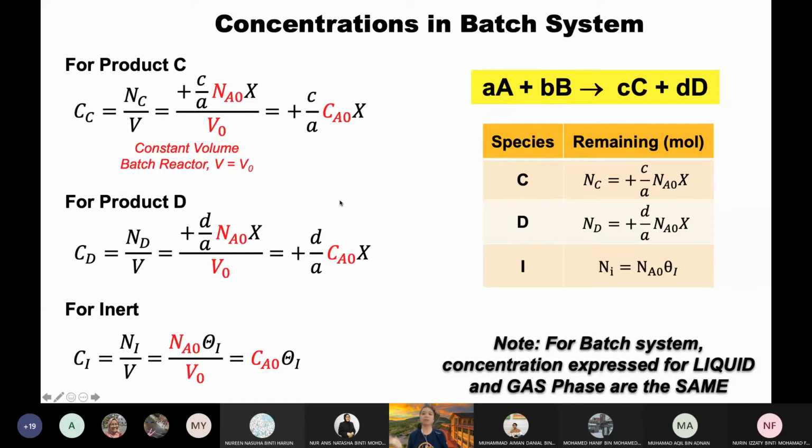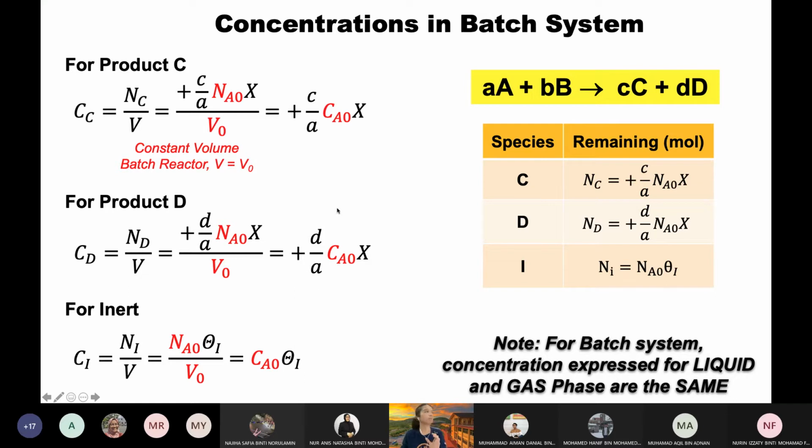C sama je konsep. Inert pun sama je konsep. Kita just ambil kalau C, remaining moles of C divided by the volume of reactor. I take from the table, Cc is equal to Na0 times C per A times X divided by the volume of the reactor. I change from remaining volume to initial volume, divide top and bottom, and I get Cc, the concentration of C, equals Cc0 plus C per A Ca0 X. For D, the same: concentration of D becomes Cd0 plus D per A Ca0 X.